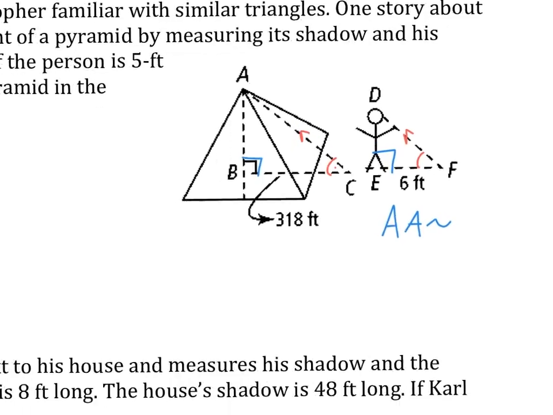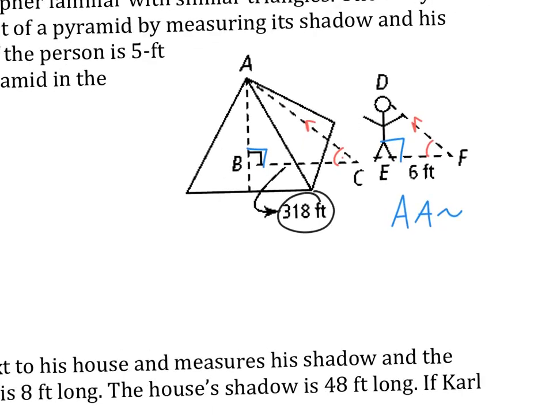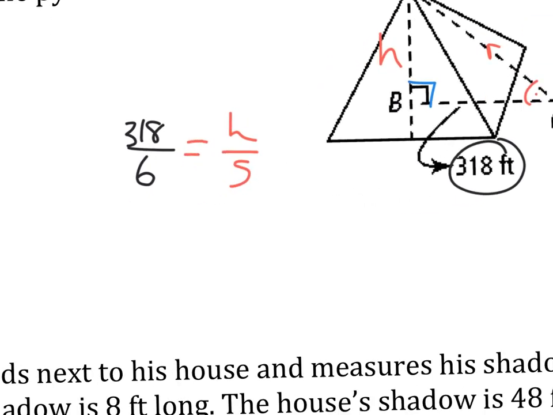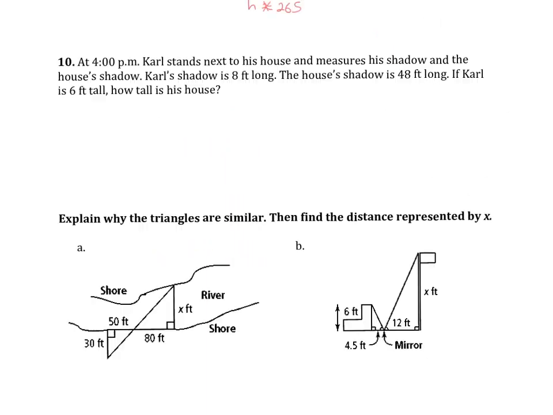So now let's set it up. The length of the shadow is 318 relative to the length of the person's shadow. And then the height of the person, I'll put in the denominator there, and the height of the pyramid, put there. Again, it doesn't matter your setup as long as your setup is logical. Now when you cross multiply and solve, we'll get an approximate height. So this one is exactly 265, but again, measurements could be off, so approximately is probably a good symbol there.